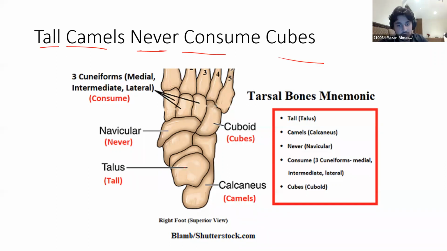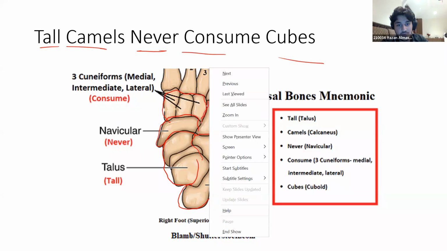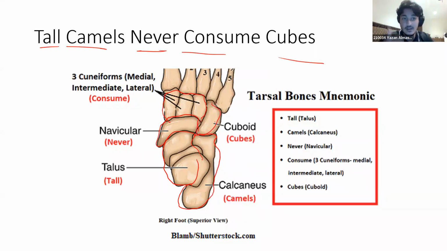Okay, so tall for talus, camels for calcaneus, never for navicular, consume for cuneiform, and cubes for cuboid. Okay, so let's repeat it again. Tall camels never consume cubes. Tall for talus, camels for calcaneus, never for navicular, consume for cuneiform, cubes for cuboid.